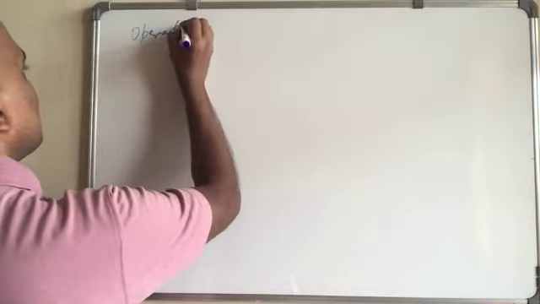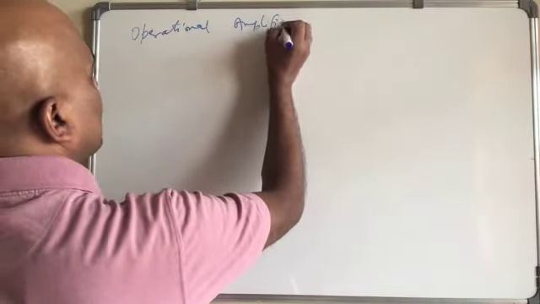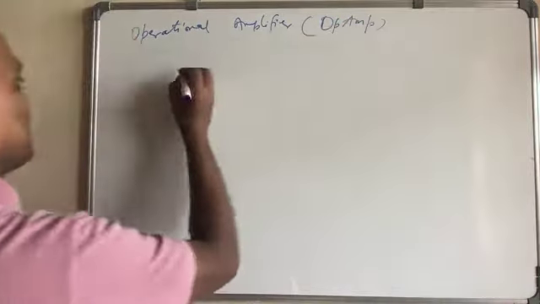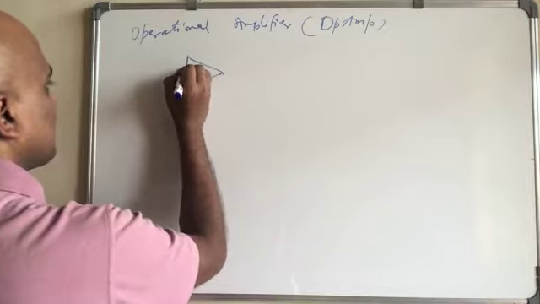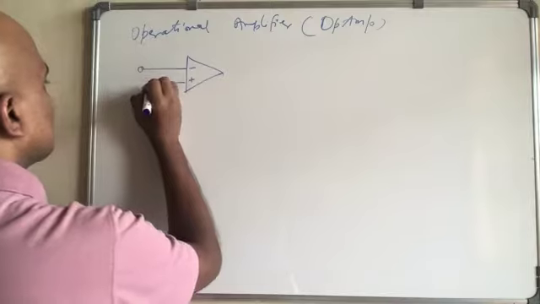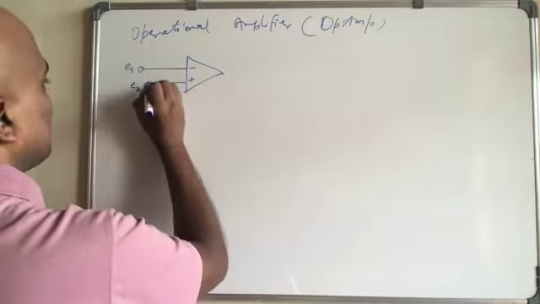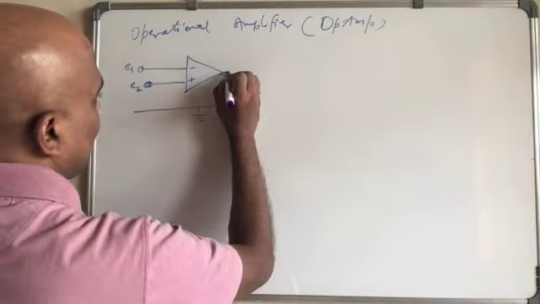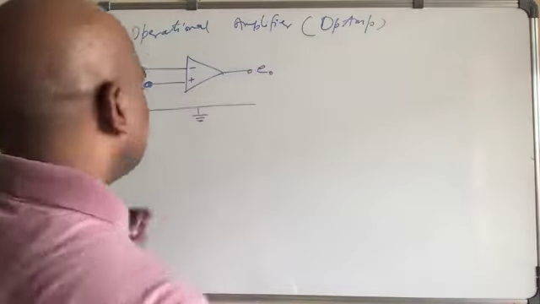So operational amplifier, also known as op-amp. This is the symbol, so minus, plus, and here you have like this and this. These are inputs. Let us call them E1, E2, voltages basically with respect to ground, and this is the output, let's say EO.